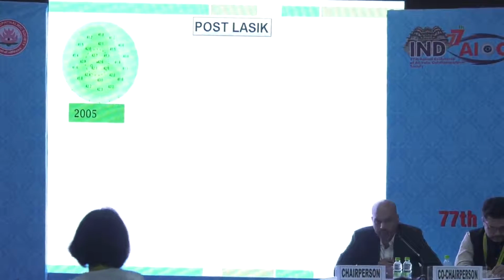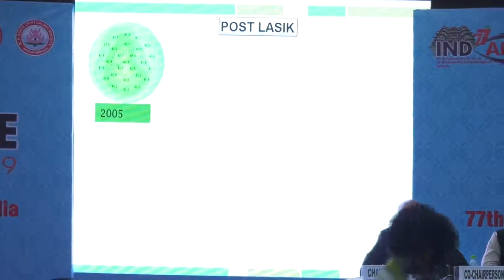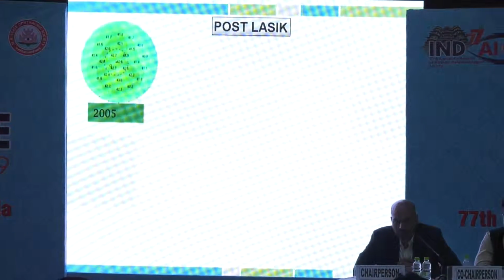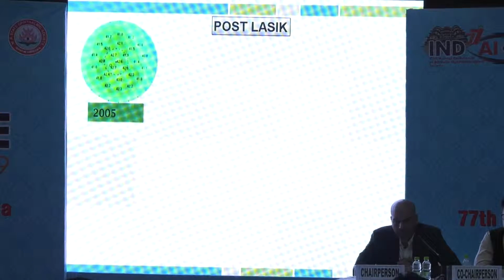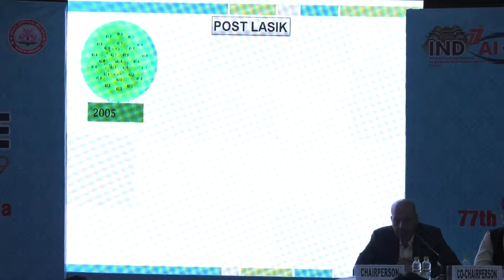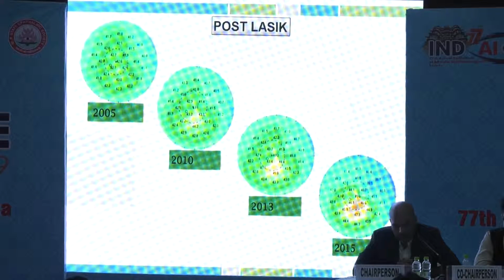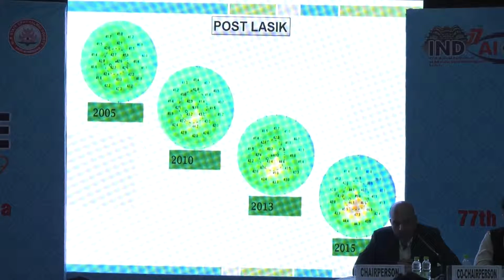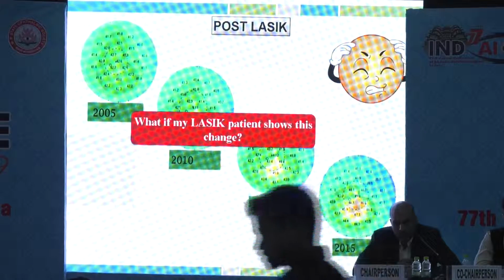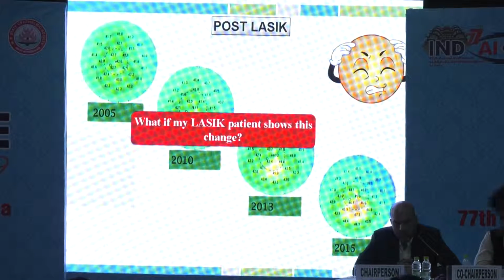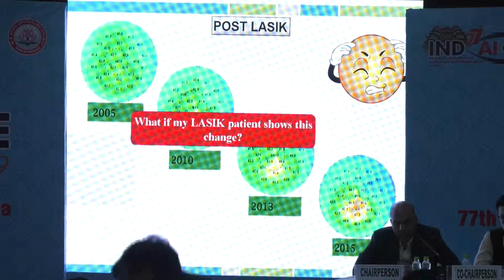This was a LASIK patient who came for refractive surgery in 2005, but we found that all the indices were normal, but the topography was not within normal limits. So we asked her to be on hold and come after 6 months or a year. But surprisingly, she came back to us after 5 years, and over the next few follow-ups, we saw that she was going into keratoconus and developing ectasia. So what if my LASIK patients show this change if I operate on them and they don't do it before?